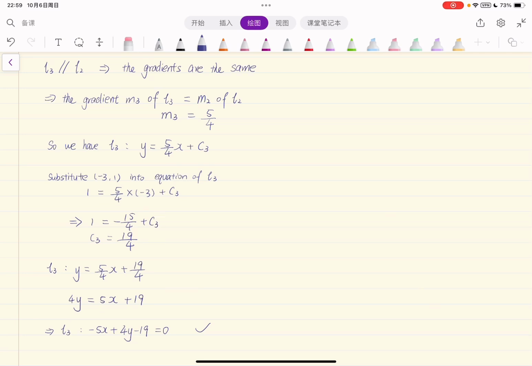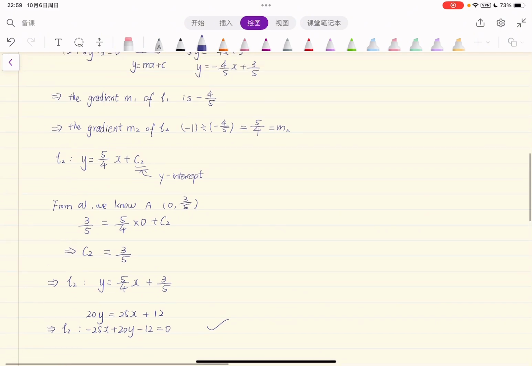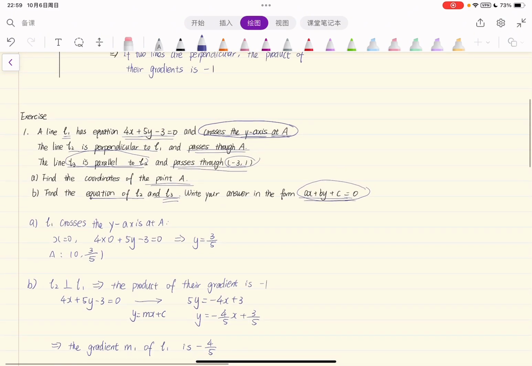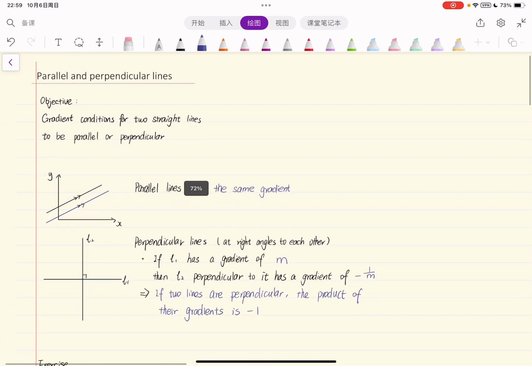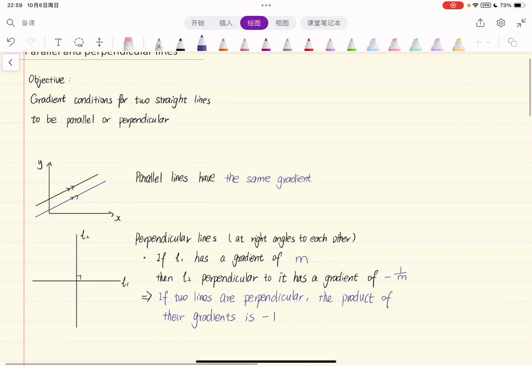Now we have done the question. The main thing for this lesson is this part. You need to remember that two lines are parallel if they have the same gradient, and if two lines are perpendicular to each other, the product of their gradients is -1.